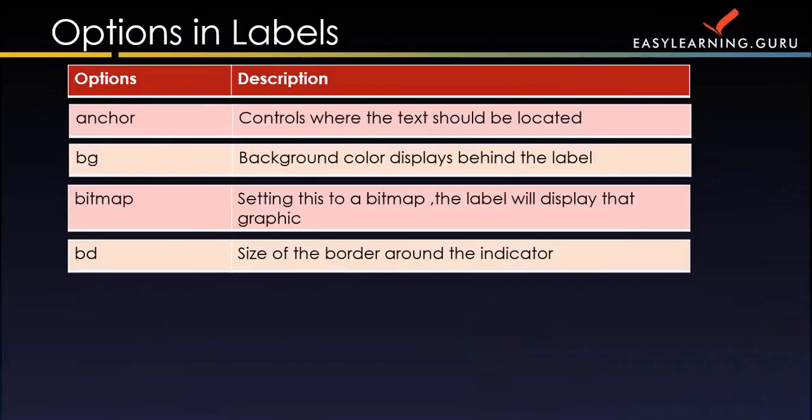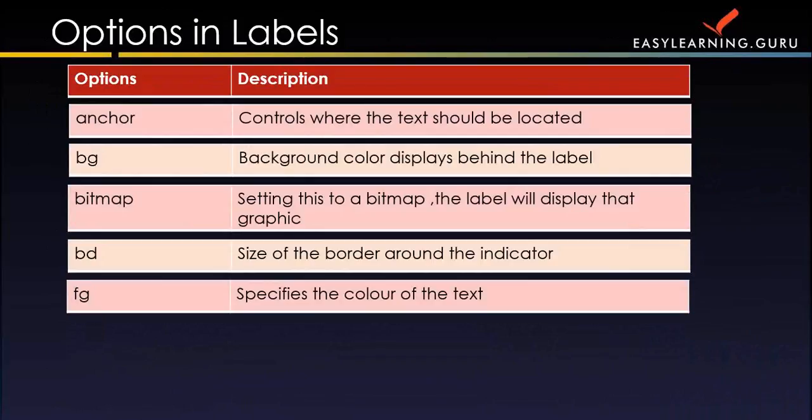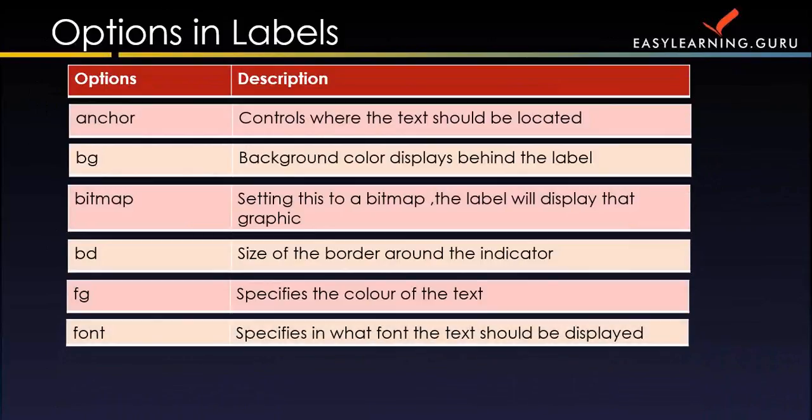Next we have bd, that is your border width, which sets the width of the border around the label, whereas the default is 2 pixels. Next we have fg, which is your foreground. If you are displaying text or bitmap in this label, this option specifies the color of the text. If you are displaying a bitmap, this is the color that will appear at the position of the 1 bits in the bitmap. Next we have font.